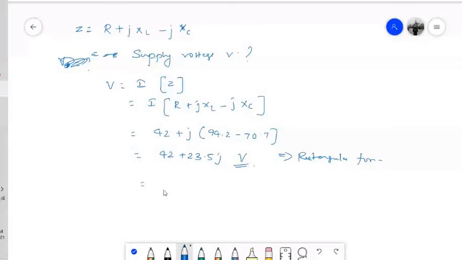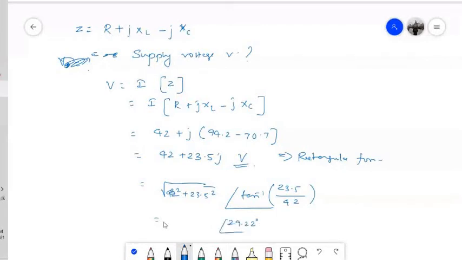So how to write it in the polar form? This will be the magnitude, square root of 42 square plus 23.5 square, and the phase angle will be tan inverse 23.5 divided by 42. So this will be 29.22 degree. You can compute the magnitude, whatever. But what are we interested in? So here we have already obtained the answer for the supply voltage.